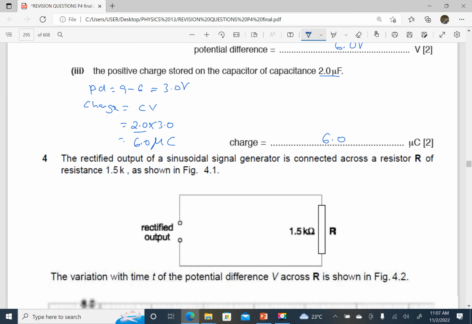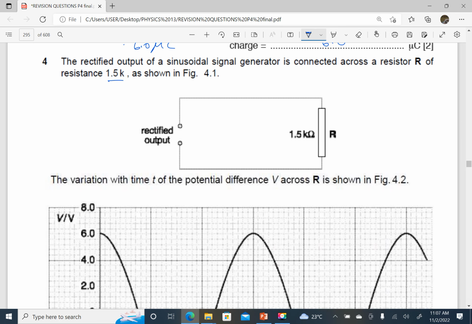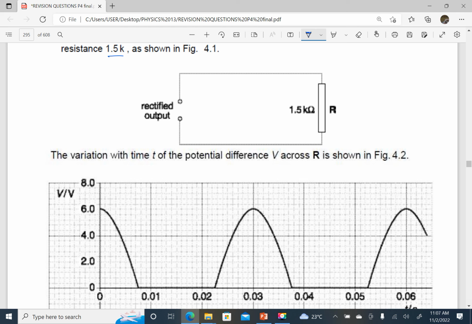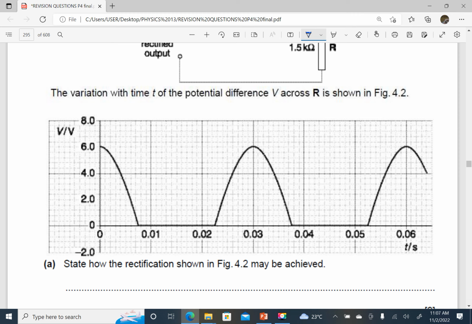Okay. The rectified output of a sinusoidal signal is connected across a resistor R of 1.5 kilo ohms, as shown in the figure there. The variation with the time t of the potential difference V across R is also shown in the figure. So here we have the variation. You notice that the peak is, I think this is 6. The peak is at 6. State how the rectification shown in the figure may be achieved.